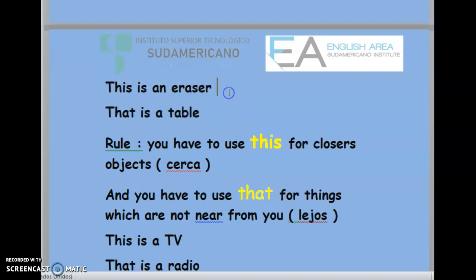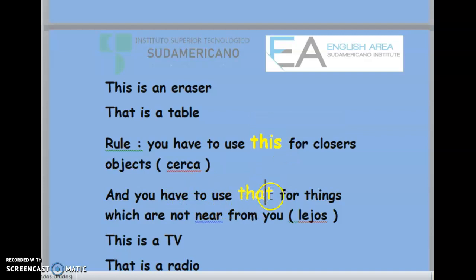This lo utilizamos para objetos que están cerca, ¿ok? Cerca, close, algo que está cerca tuyo. You have to use this for closer objects, algo que está cerca o que lo tengas en la mano, ¿sí? Que está cerca tuyo. De acuerdo a la posición, si cambia, pues puede variar entre this o that.